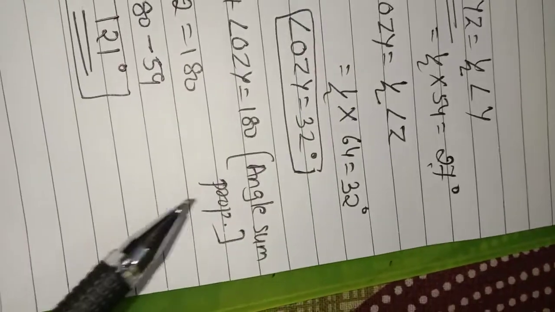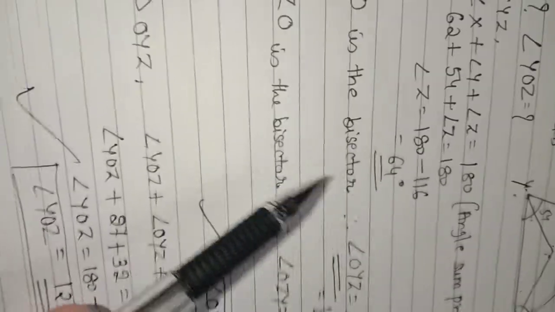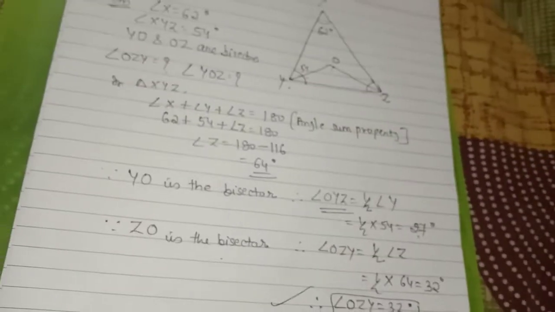Clear? You can see the full view of the question once again, how to solve it, how to write the conditions given here. If a bisector is there, mention the bisectors and give each and every value. Okay, this is what is important when you are solving the numericals. Clear? So let's proceed to the next question.